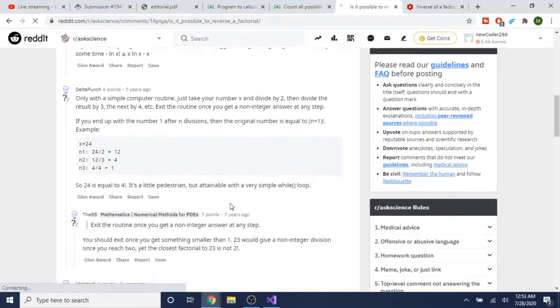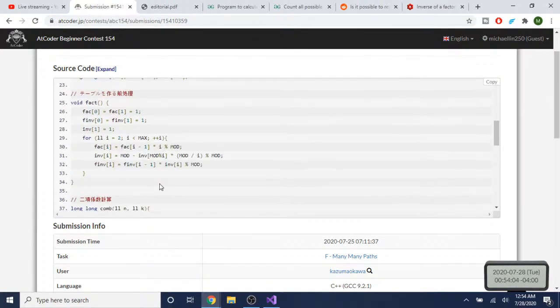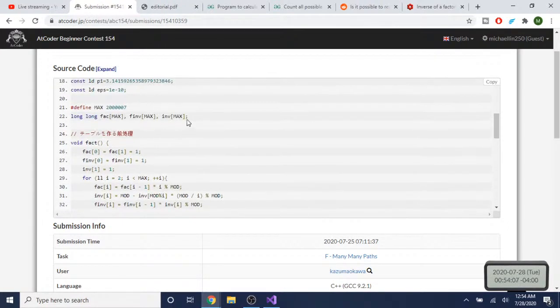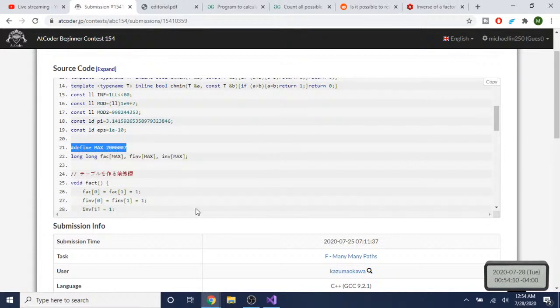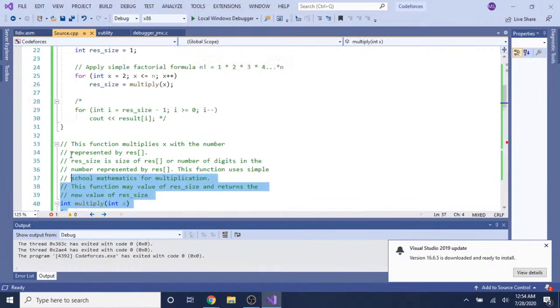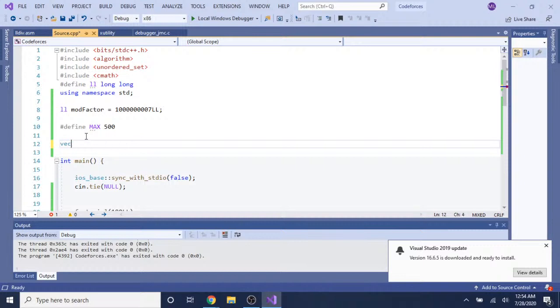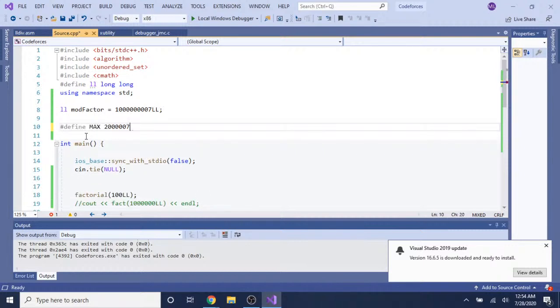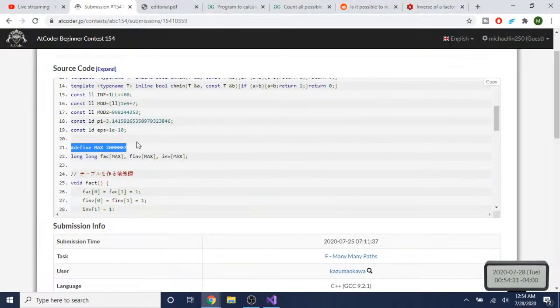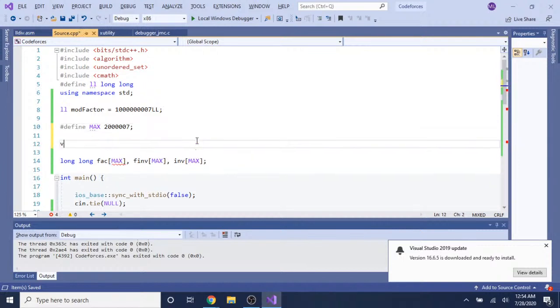Now I'm on Reddit. I'm going all over the place. Okay, we'll just take his code and read it. Okay, so let's take this maximum 2 million. Okay, so let's take this out, and we're gonna use his code of factorial inverses, and then we'll be on our way. Okay, so he has this. I think max is the number of digits. He has this. Let's create vector long factorial, and this is going to be max.